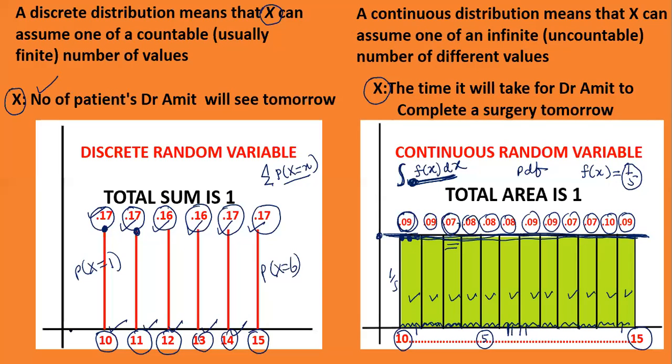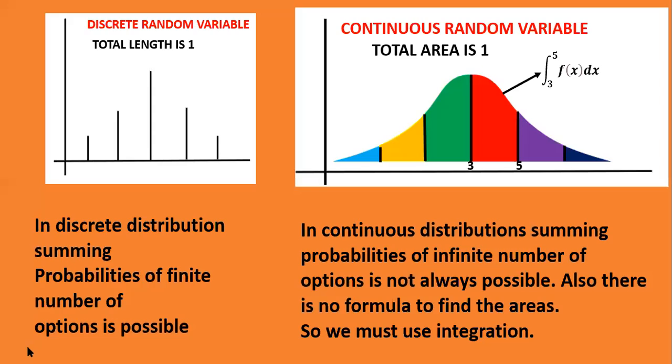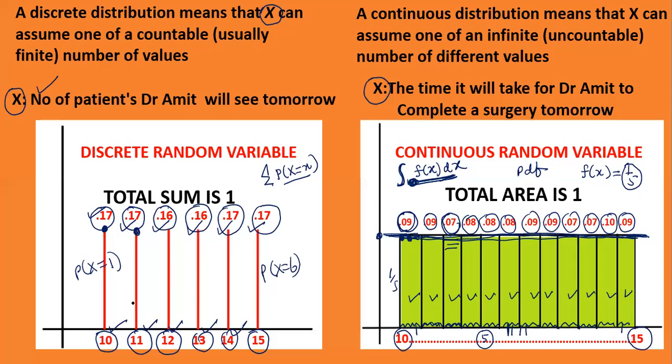Let's proceed further. Your ideas will get clear. We just can't add all these areas. This is one area, this is one area, and so on. There is no formula to find this area. If you go to the previous slide, we added all areas because these are the small rectangles. We are able to find the areas.